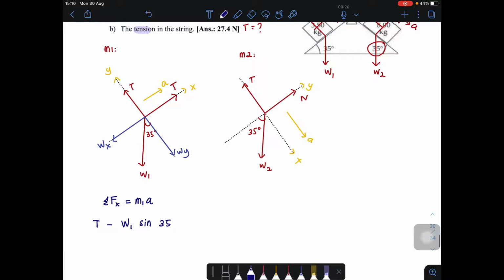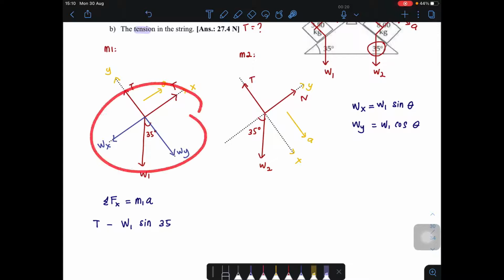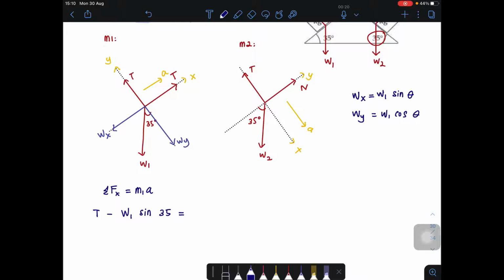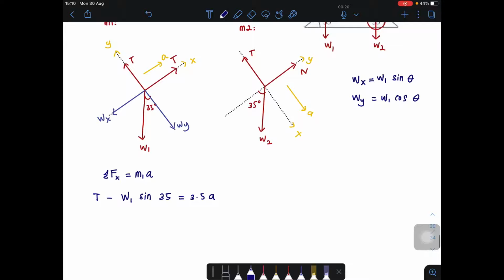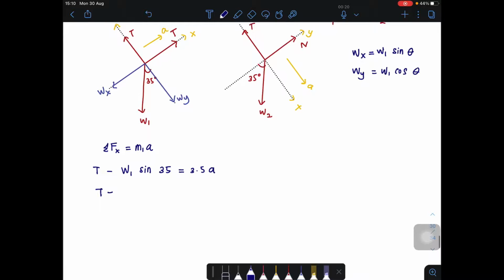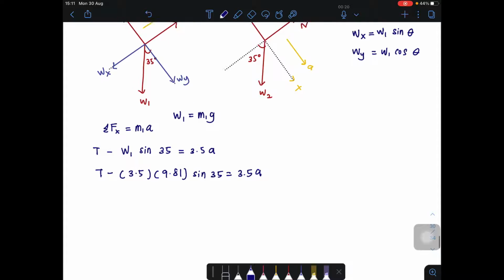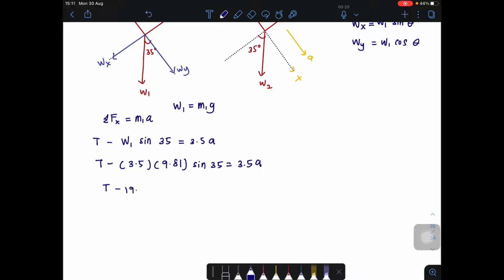Jangan confuse lah. Kena ingat WX sama dengan W1 sin theta, and then WY akan jadi W1 cos theta based on this one here. So Miss just masukkan sajalah dekat sini terus. And then akan dapat M1 a, which is sama dengan 3.5a. So here kamu boleh masukkan W1 di mana W adalah sama dengan mg. W1 sama dengan m1g: T minus 3.5 times 9.81 sin 35 equal to 3.5a. So akan dapat T minus 19.694 equal to 3.5a.